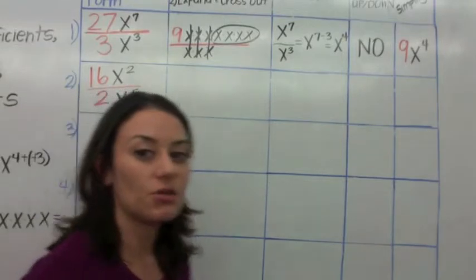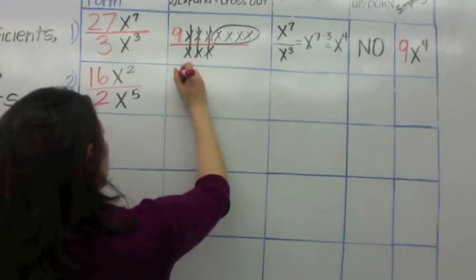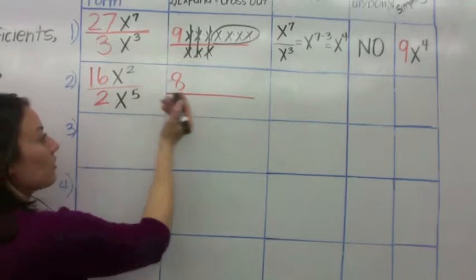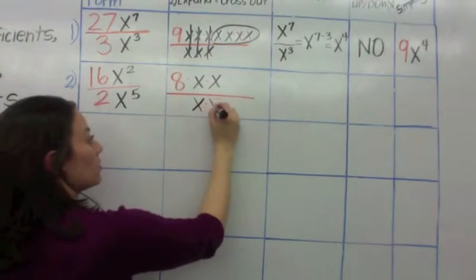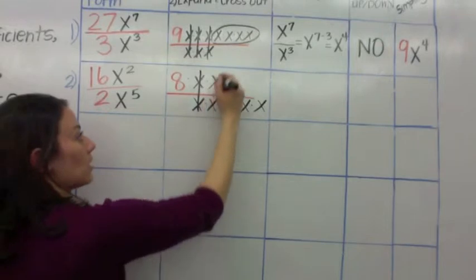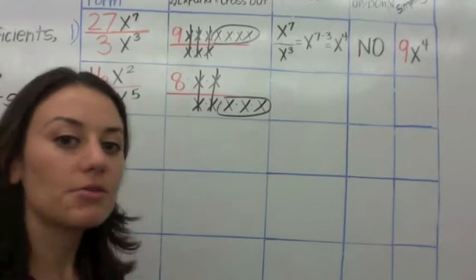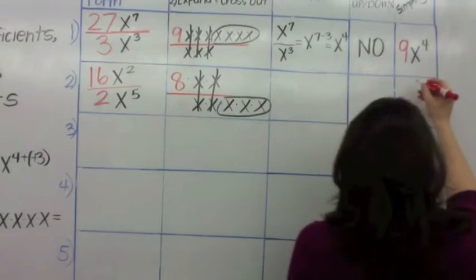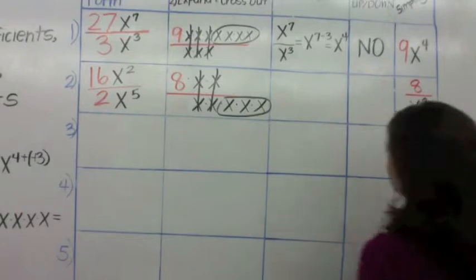So first, divide your coefficients. What's 16 divided by 2? How many times do you skip count by 2 to get to 16? 8. So that's going to be at the top of your fraction. Now, let's expand out. How many x's do you have on top? 2. And how many x's at the bottom? 5. 1, 2, 3, 4, 5. How many should you cross out? You can cross cancel 2. How many are left at the bottom? 3. So now you see this is really 8 divided by x to the power of 3. So this is 8 divided by 3 x's multiplied together.